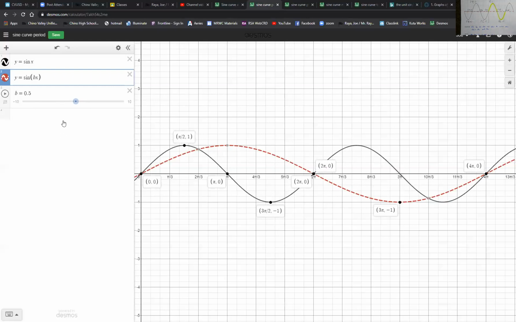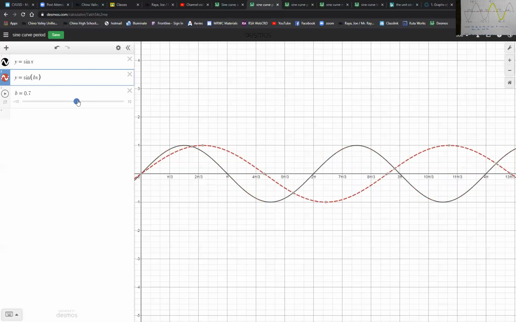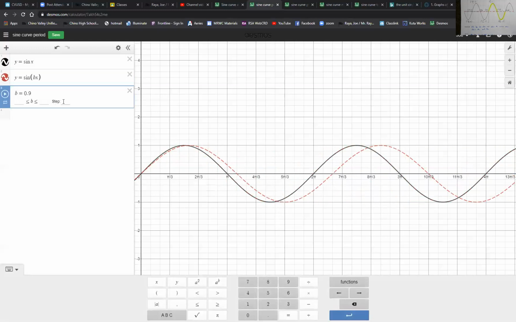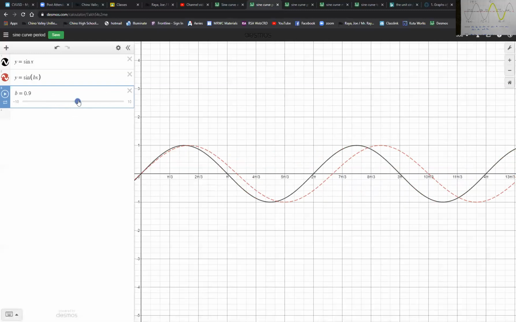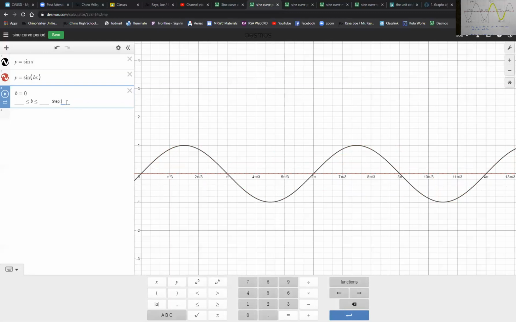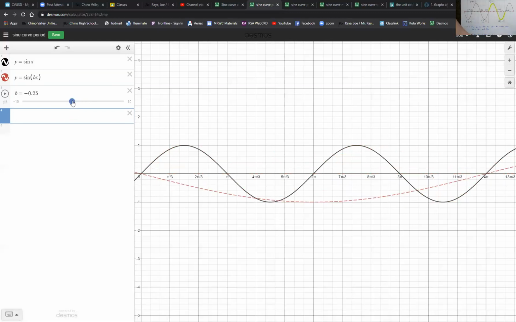If it was x over 4, that would be 0.25. Let's see if we can do that real quick. Let me change this to actually, let's go back to 0 first. And I want to change by quarters, 1/4. So now this is 1/4. Let's go positive 1/4. Here's positive 1/4. So now this is x over 4.